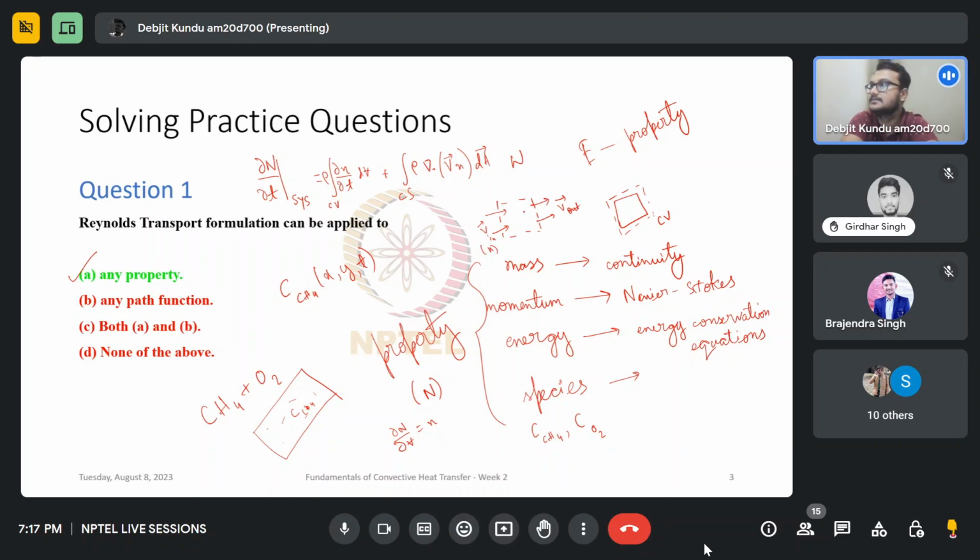Now, in that case, the rate of change of that property in case of a system would be given by this dou n dou t for a system, and when we translate it to a control volume, that would be given by the right hand side of this equation.